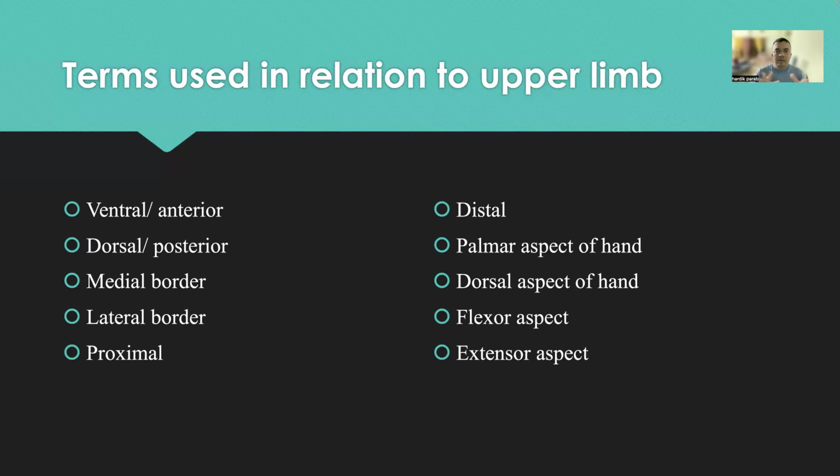ओके, तो इन दैट वे पर्टिकुलर जॉइंट, पर्टिकुलर स्ट्रक्चर, पर्टिकुलर मसल के हिसाब से उसके प्रॉक्सिमल और डिस्टल कंपार्टमेंट या डिस्टल स्ट्रक्चर बनता है। Then palmar aspect of the hand and dorsal aspect of the hand. So this is my palmar aspect of the hand. This portion is my palmar aspect. This portion is my dorsal aspect. So the back side of my hand is called as dorsal aspect of the hand, and front side of my hand is called as palmar aspect.